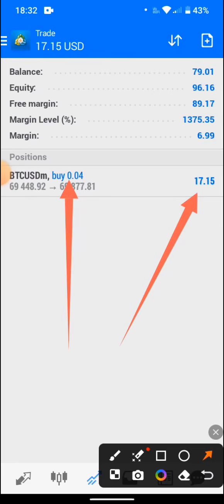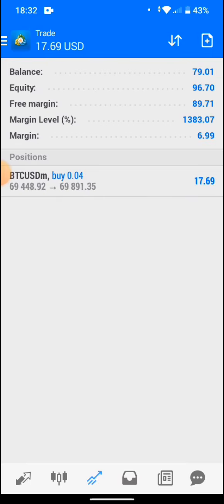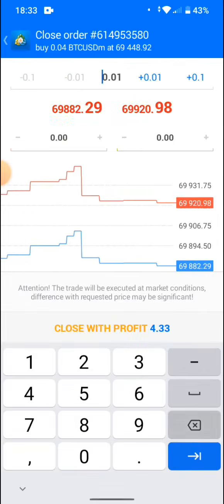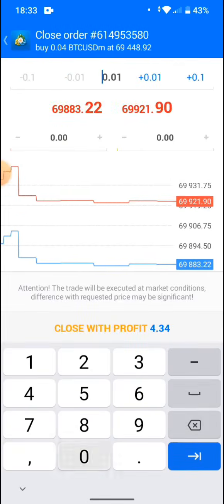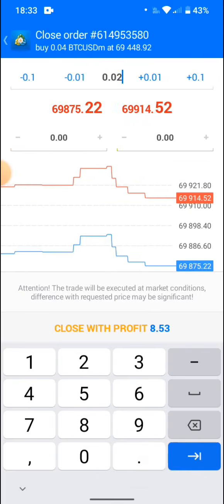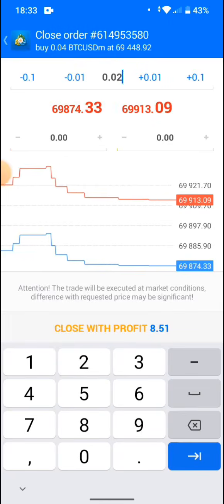Let's say you leave this trade and maybe you want to collect another take profit again. You can take profit over and over. All you need to do is repeat the same process. We are now using 0.04. Let's say we want to take profit again, all you need to do is reduce this. You can take 0.01, or let's say this time you want to take 0.02. From the bottom you are seeing close with profit of 8.51.